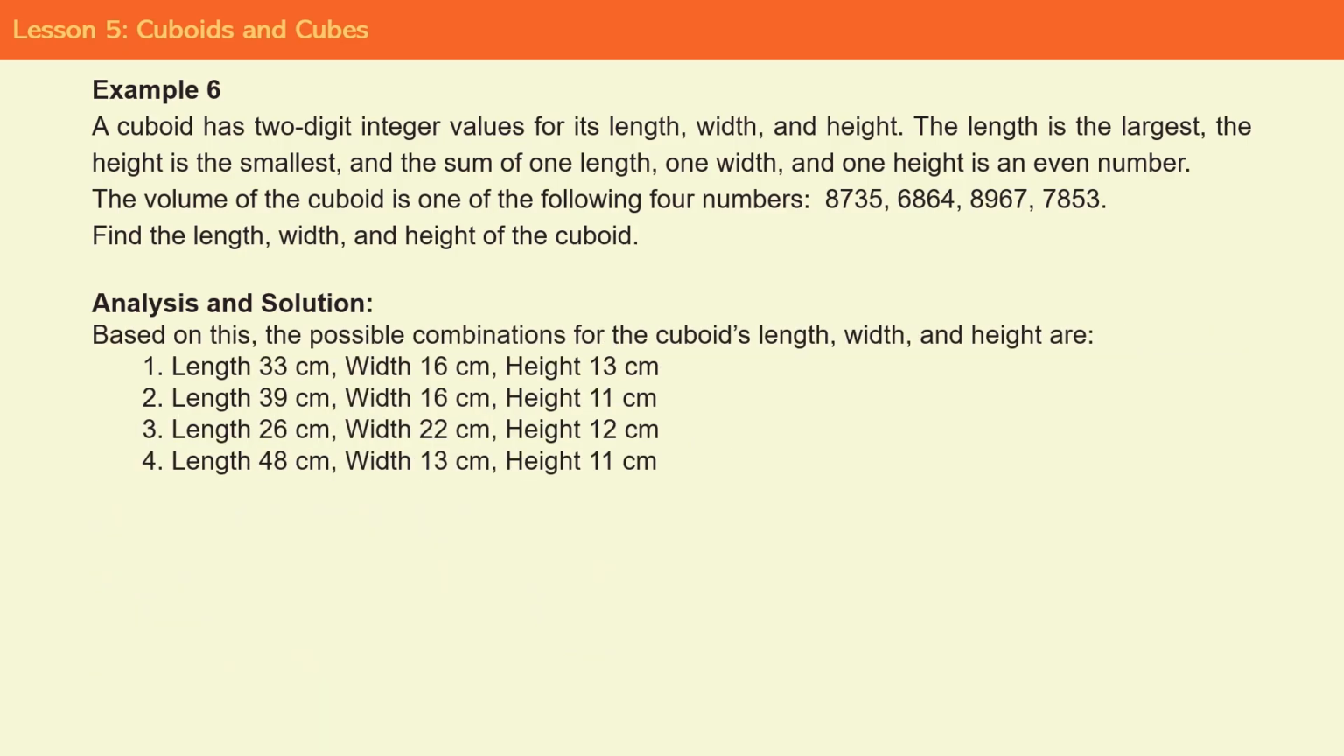Based on this, the possible combinations for the cuboid's length, width, and height are: 1, length 33 cm, width 16 cm, height 13 cm; 2, length 39 cm, width 16 cm, height 11 cm; 3, length 26 cm, width 22 cm, height 12 cm; 4, length 48 cm, width 13 cm, height 11 cm.